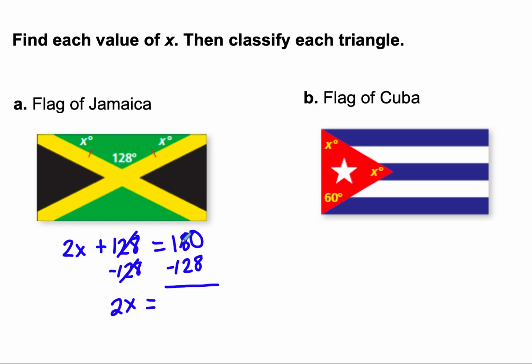we'll borrow. Now, of course, if you want to use a calculator, you can too, but it doesn't take that long to do it this way. 10 minus 8 is 2, 7 minus 2 is 5, so we get 52. Then we're going to divide both sides by 2. 52 divided by 2 gives us 26. So x equals 26 degrees. It does say to classify the triangle. This one we have 2 angles that are equal and 2 sides that are equal. That's going to be an isosceles.